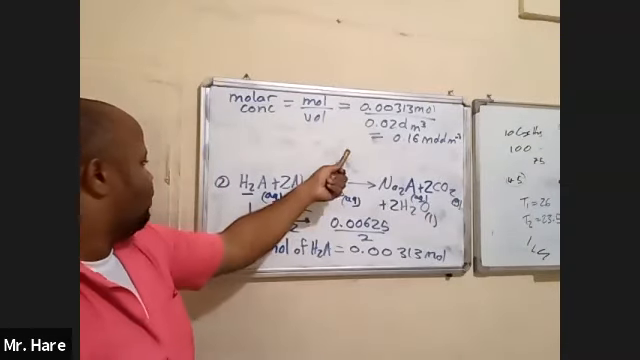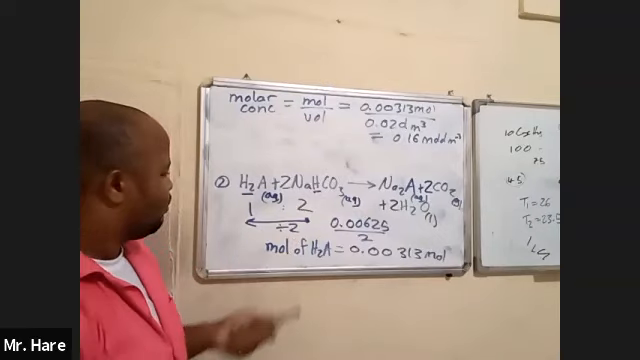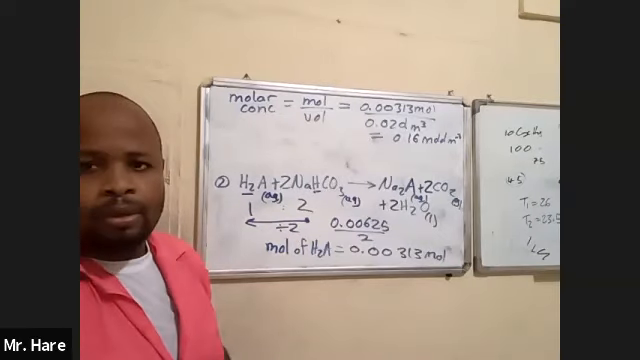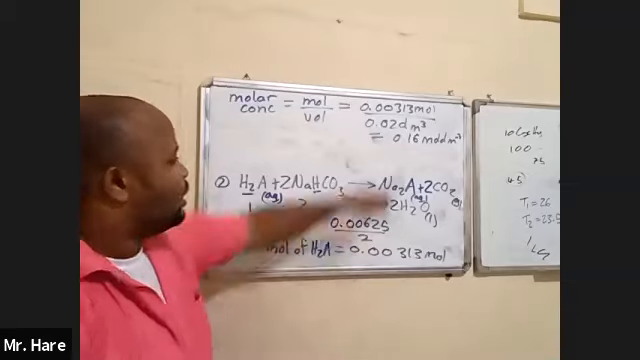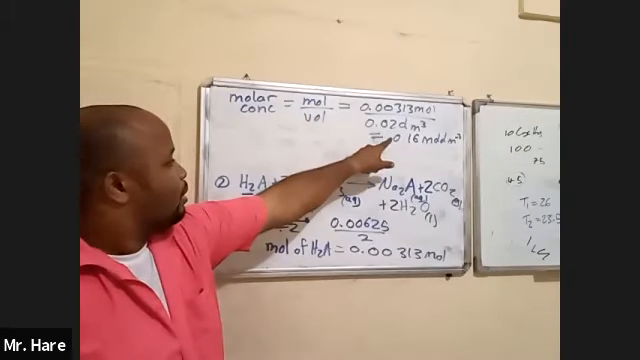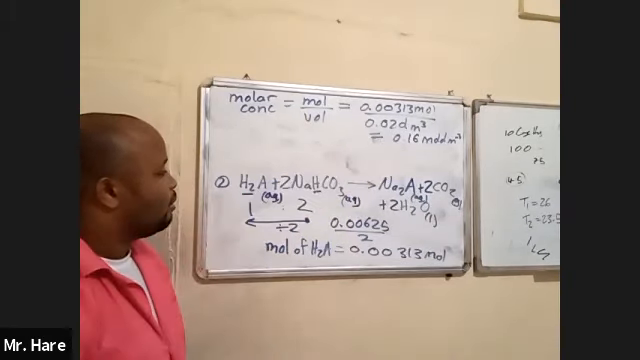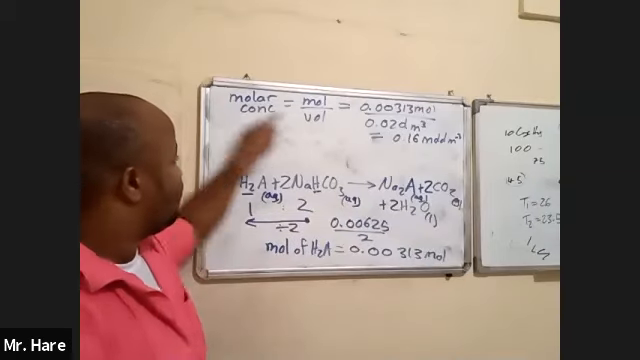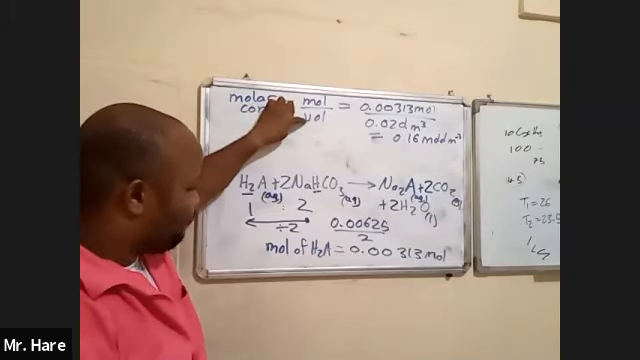For number one, what is the concentration of the acid? You just do it. Yes, it's here. Can you repeat it, please? So concentration is mole over volume.